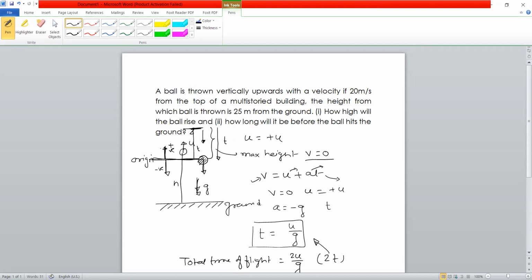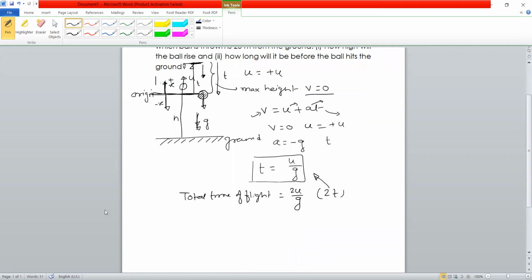So the ball will again reach here, and we can easily calculate that when the ball arrives at this point, it will be going downward with the velocity of u. So from here we can solve. Initial velocity is again minus u. Displacement is given, that is minus h. Acceleration is given as minus g.